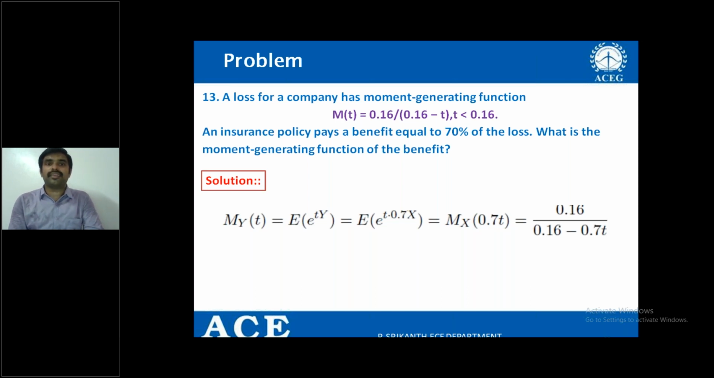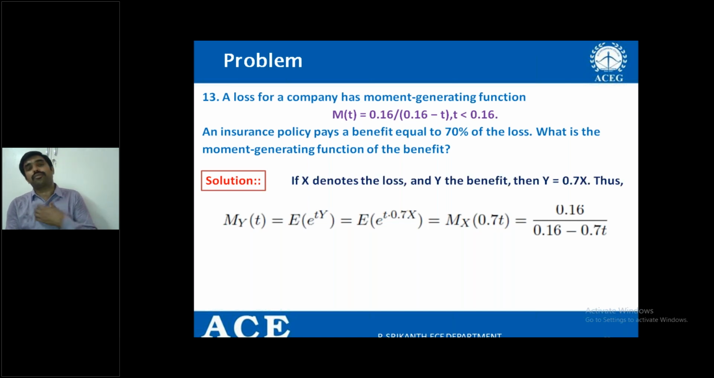An insurance policy pays a benefit equal to 70% of the loss. What is the moment generating function of the benefit? So what is the benefit actually? If I represent X as loss and Y as benefit, what is the relation between loss and benefit? Y is equal to 70% of X, can I say 0.7 into X? So what are you supposed to find? The moment generating function of the benefit, that is the moment generating function of the random variable Y.